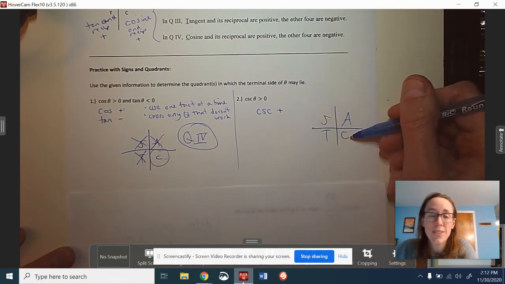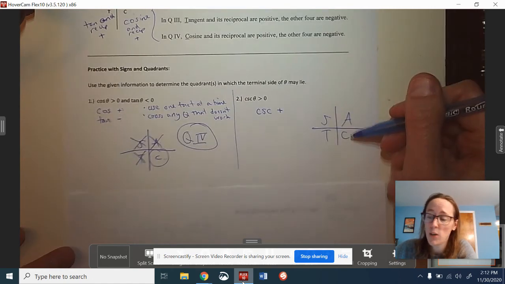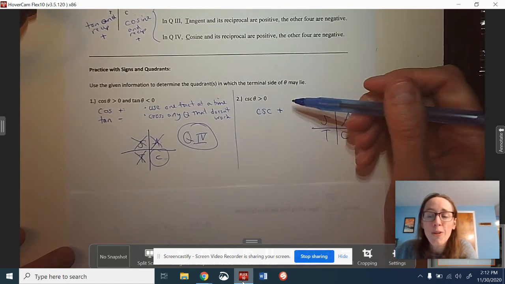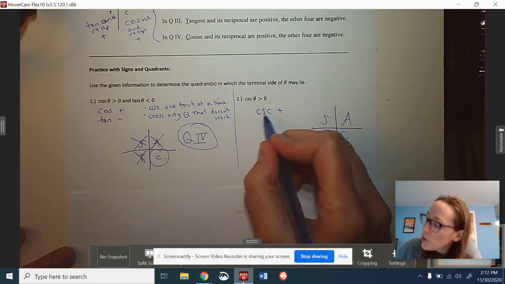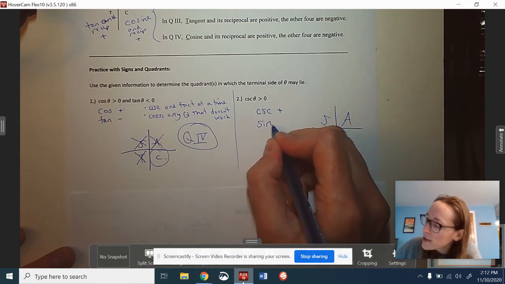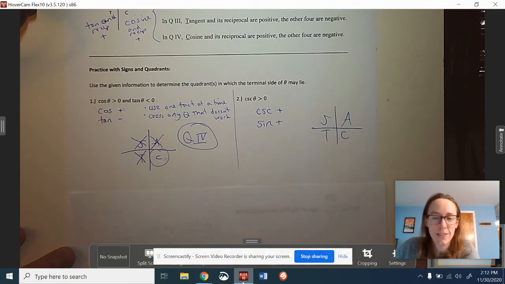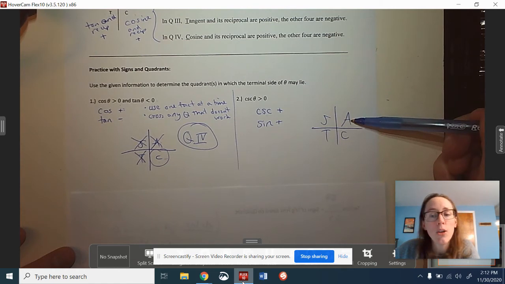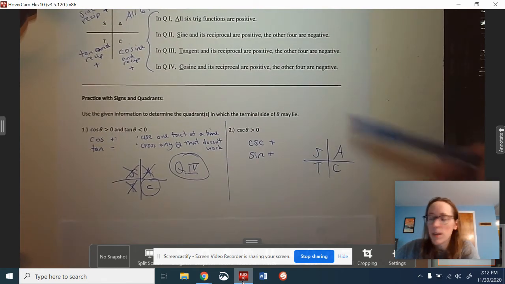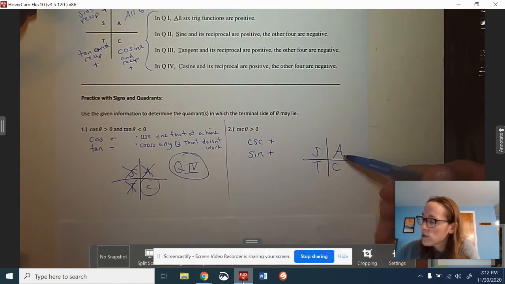That C doesn't stand for cosecant, it stands for cosine. Okay? So what we want to do is use the fact that the reciprocals have the same sign. So if cosecant is positive, then its reciprocal sine is also positive. So if sine has to be positive, could we be in quadrant 1? Yeah, because in quadrant 1, all 6 are positive.